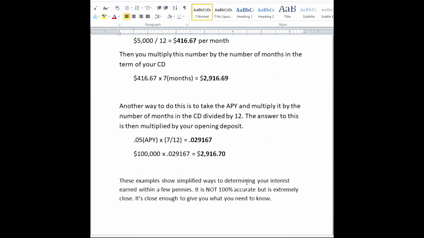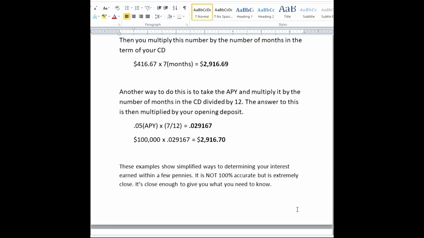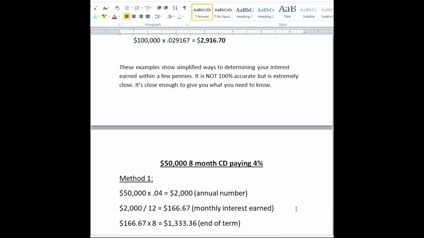So another way to do this is to take the APY and multiply by the number of months in the CD divided by 12. So you take the 5% APY that was quoted to you times 7 over 12, which is 7 divided by 12 months, equals this number. And then you take your deposit, $100,000, times that number you just got, and that equals the same within 1 penny. So either one of those can be used as a simple calculation. So whatever your term is, you take that number of months divided by 12 months, and that's how you do that simple formula. So they show a simplified interest. Again, it's not 100% accurate, but it's a great way to be really close on what you need to get.